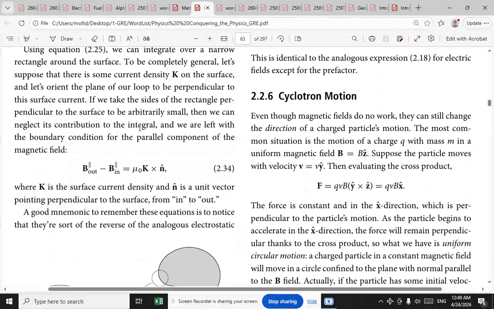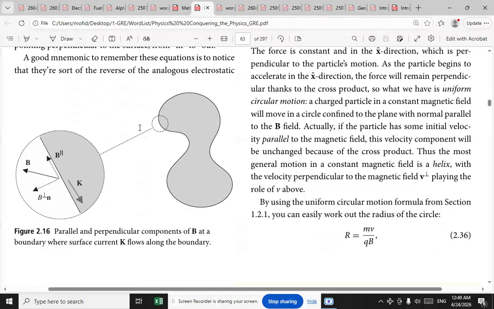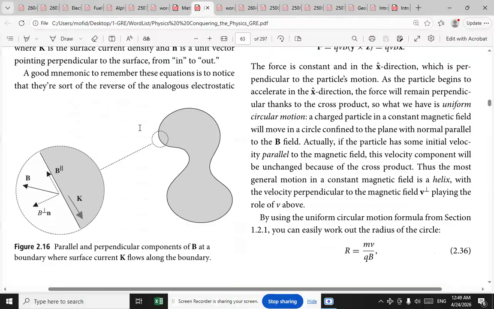A good mnemonic to remind this equation is to notice that they are sort of reverse of the analogous electrostatics. Figure 2.16 illustrates the parallel and perpendicular components of B at a boundary where surface current K flows along the boundary.